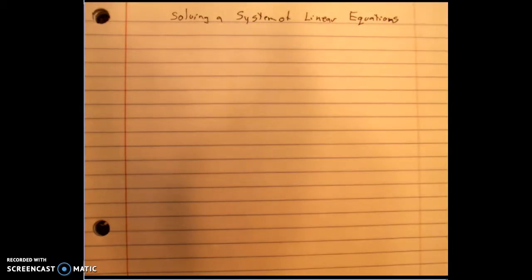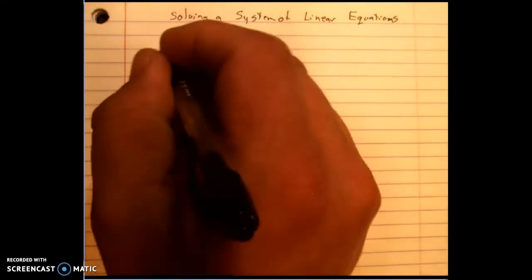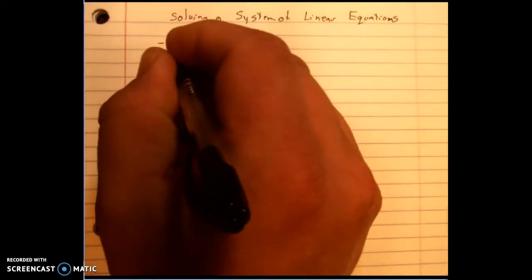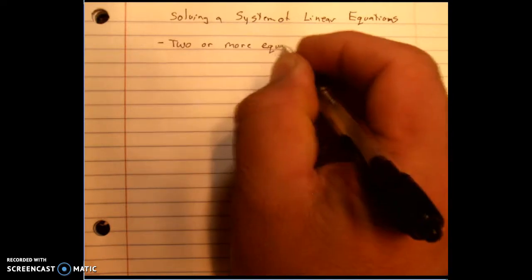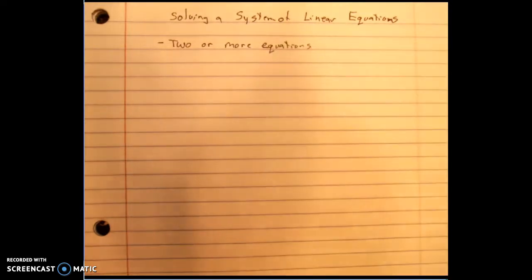So, the first thing we're going to talk about is what exactly is a system of linear equations. A system of linear equations simply means two or more equations. So, when we talk about solving a system of equations, we have to first review what it means for a point to be a solution to an equation.